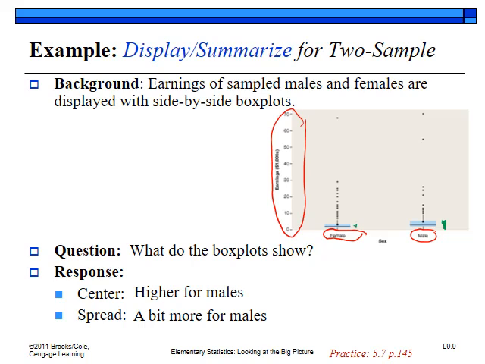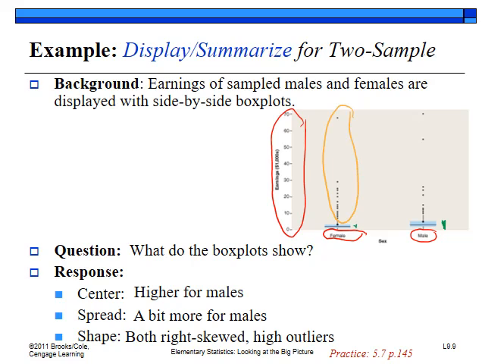Finally, we can look at the shape of each of these distributions, noticing that there are a ton of outliers indicated by the dots here. Both of these distributions are very sharply right skewed.